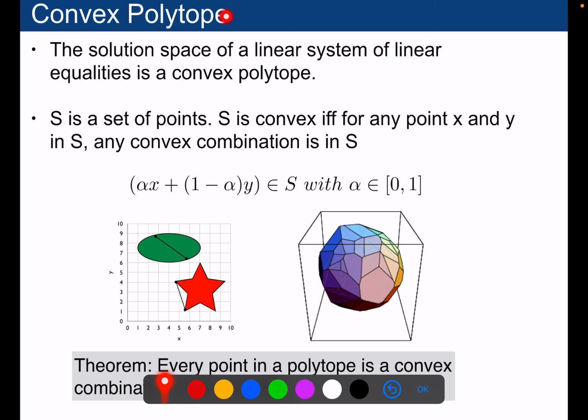A convex polytope is something like this, right? Something like this. It's a convex polytope. So the solution space of a linear program, okay? So you've got a set of linear inequalities between variables, is represented with a convex polytope.